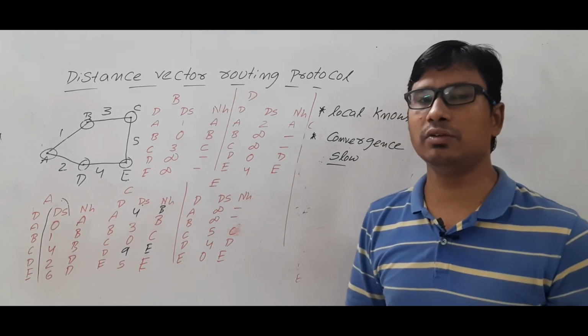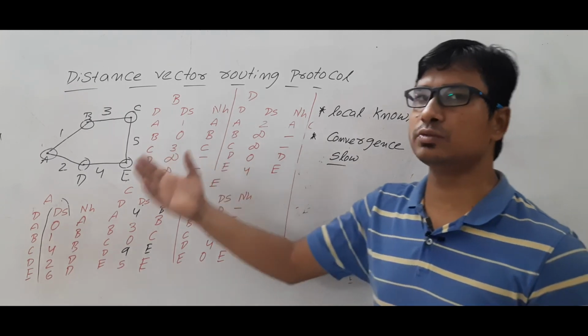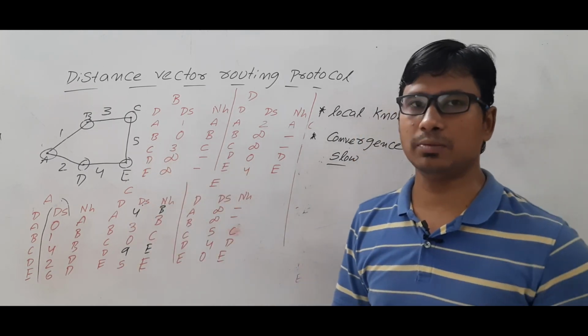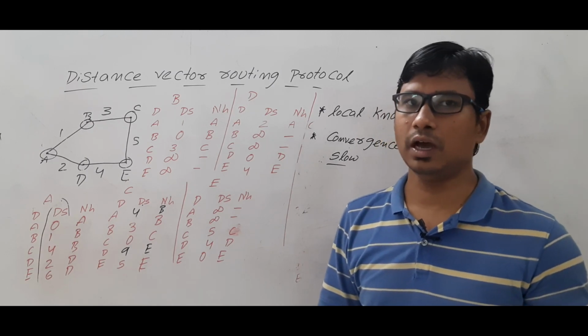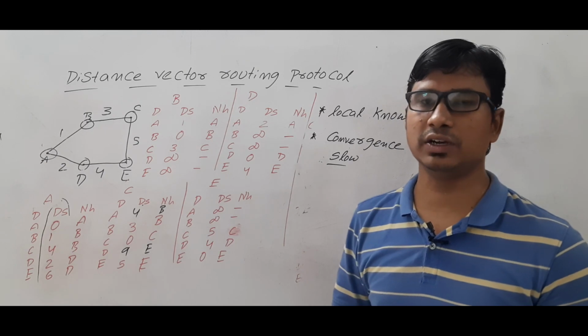In the next video, I will discuss the link state routing. Then you will understand that distance vector convergence is slow as compared to the link state algorithm. I hope you have understood the concept related to the distance vector algorithm.